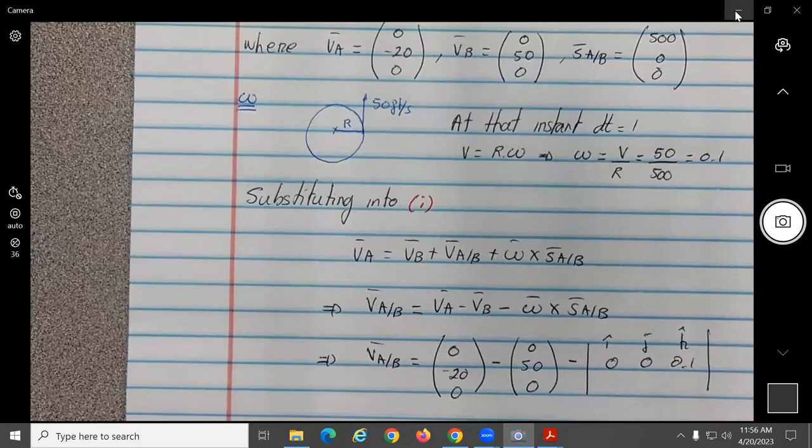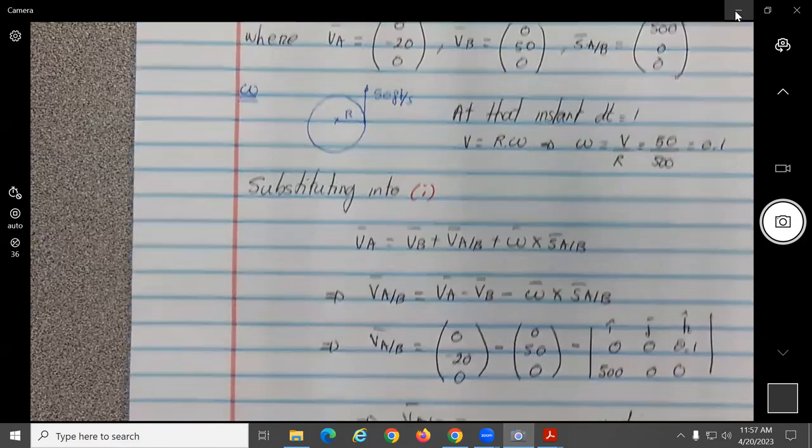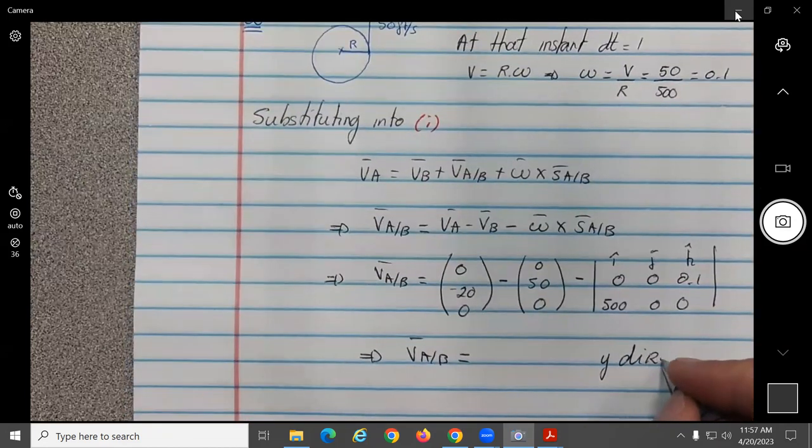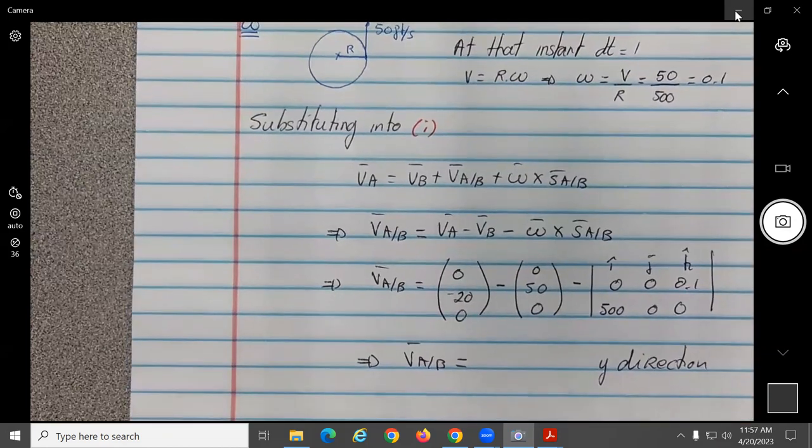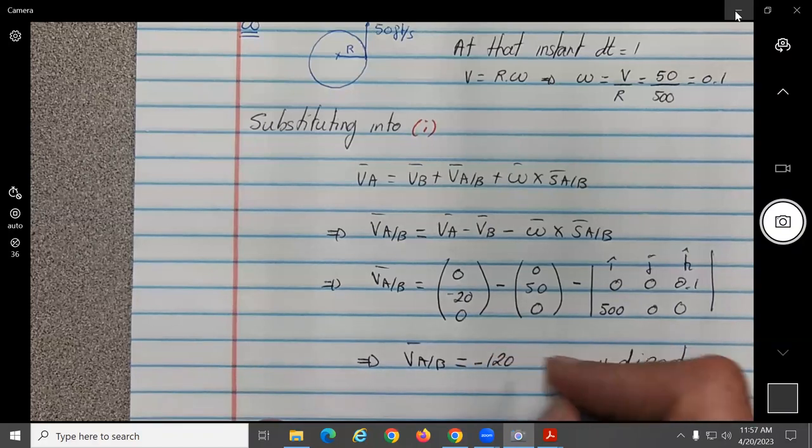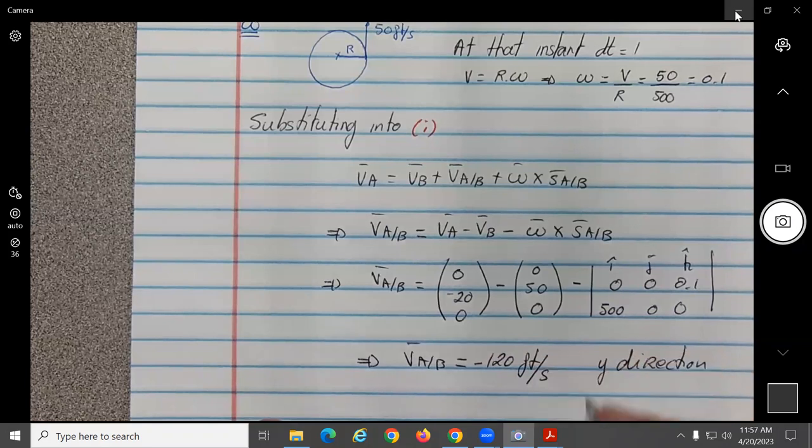0.1. And what is the position of A with respect to B? 500, 0, 0. So basically, this is just going to give you velocity of A with respect to B in the Y direction only. Only one would be zero. You will get minus 20, minus 70. And this one will give you minus 50. So you get at the end minus 120 feet per second.